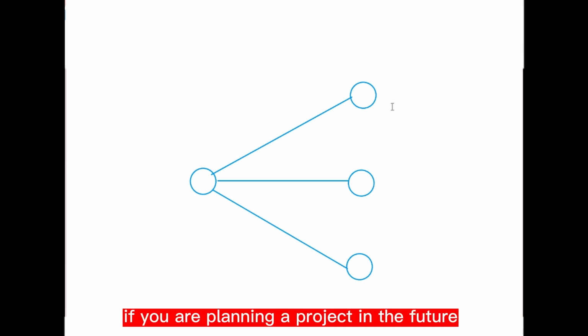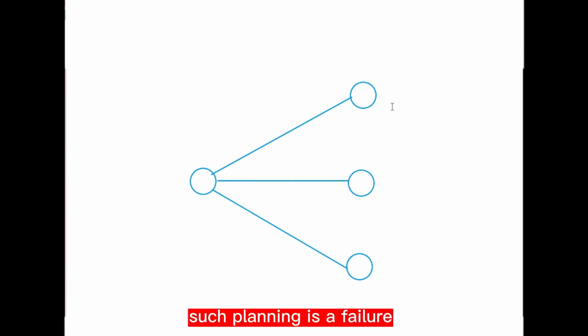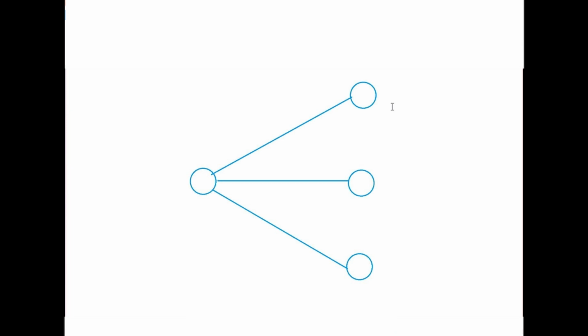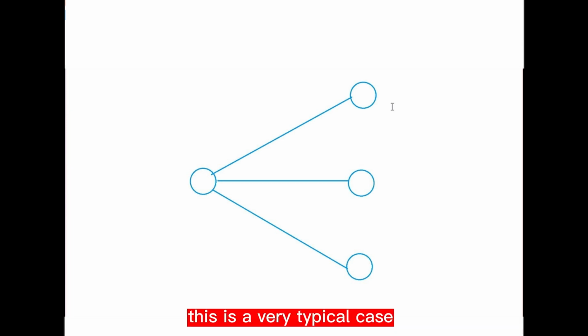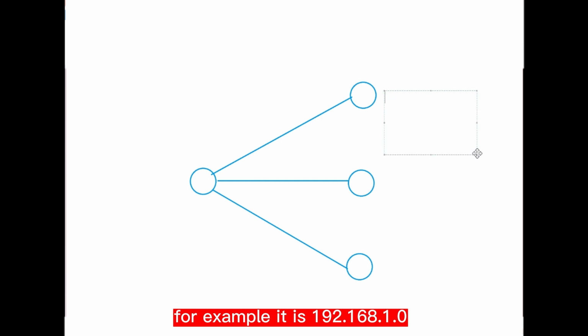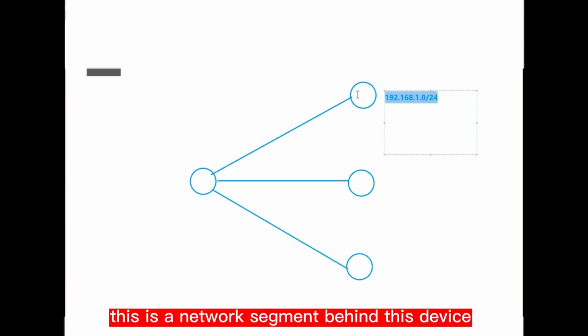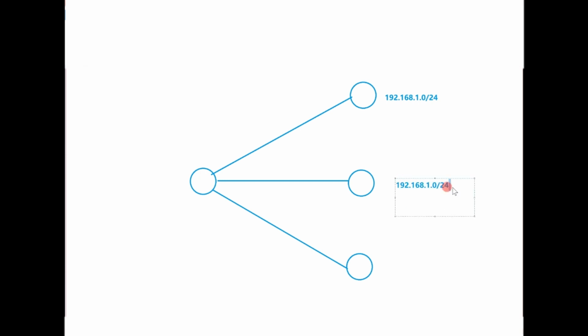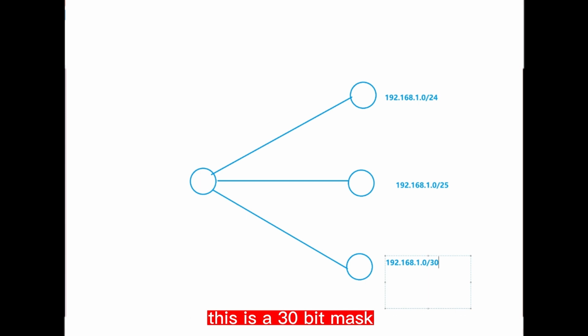If you are planning a project in the future, such planning is a failure. But for the lecture, this is a very typical case. For example, 192.168.1.0 with a 24-bit mask. This is a network segment behind this device. This is a 25-bit mask. This is a 30-bit mask.